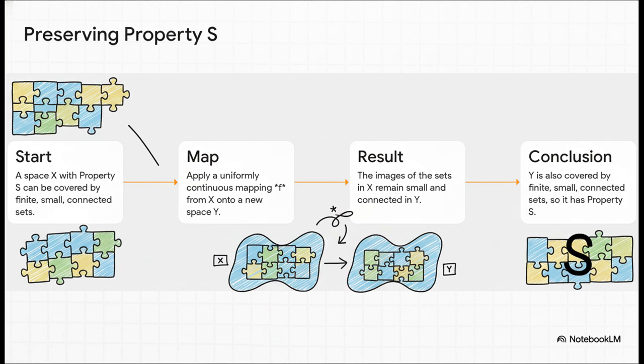And here's the beautiful logic behind it. You start with your space X, which we know is like a finite mosaic of small connected pieces. Now, a uniformly continuous function is well-behaved. It promises not to stretch things out uncontrollably. So when you use that function to map those pieces over to your new space, Y, they stay connected, they stay small, and crucially, you still have a finite number of them. So there you have it. The new space Y is also a finite mosaic of small connected pieces. Property S survived the journey.